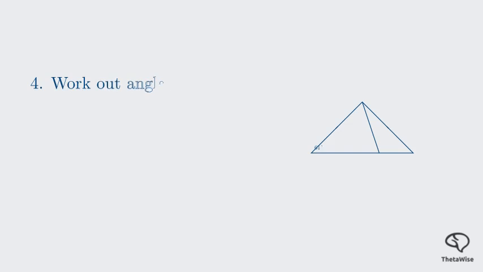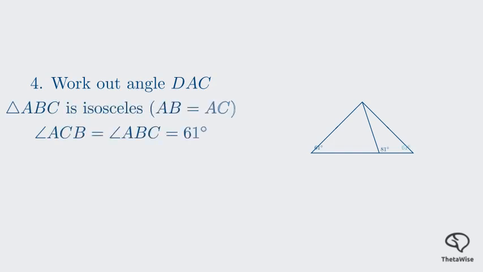Question 4 provides a diagram with two triangles, ABD and ADC. We are told AB equals AC, which makes triangle ABC an isosceles triangle. Because the base angles of an isosceles triangle are equal, angle ACB is also 61 degrees. Now look at triangle ADC. We know two angles. The angle at C is 61 degrees, and the angle at D is 81 degrees.